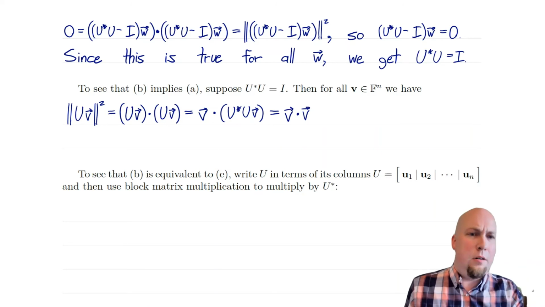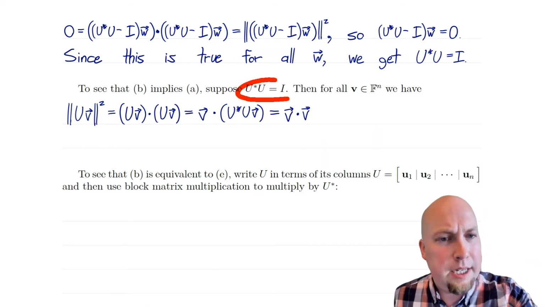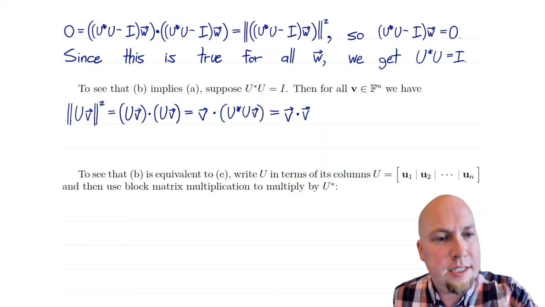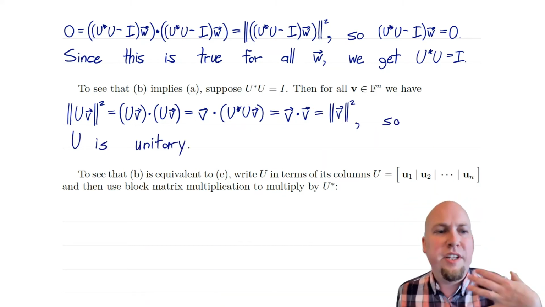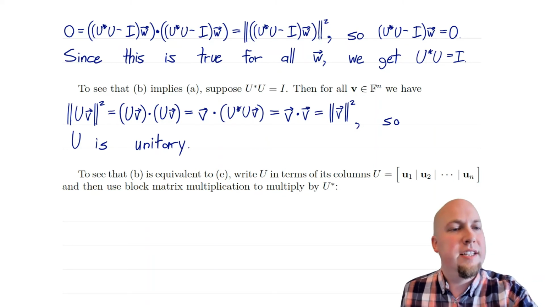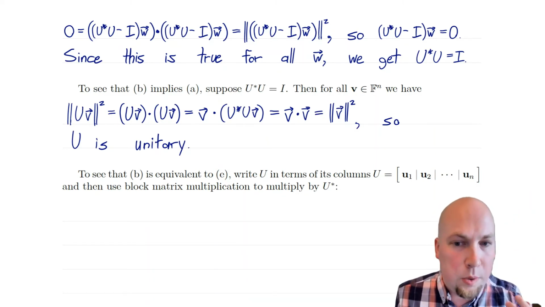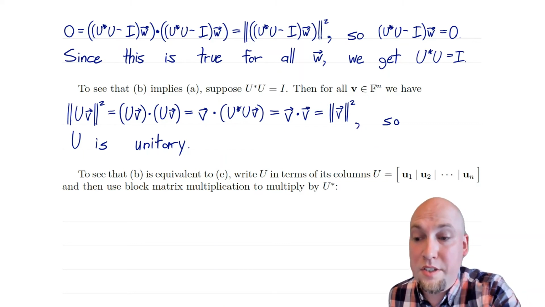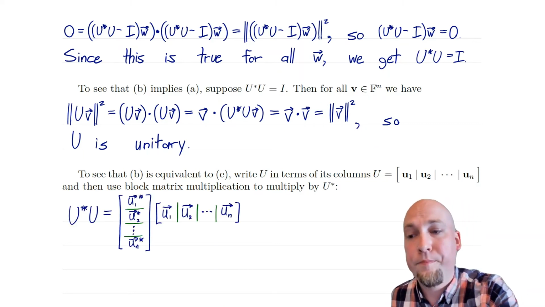Here I've got a U star U, and I'm assuming that U star U equals I, the identity matrix. So this is just V dotted with V, and V dotted with V is just the length of V squared, the norm induced by the inner product squared. So U preserves the norm induced by the inner product, so U is unitary. We're happy with that one.